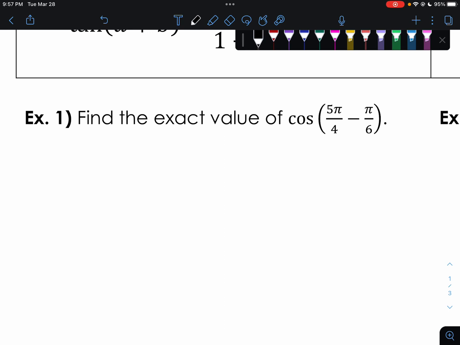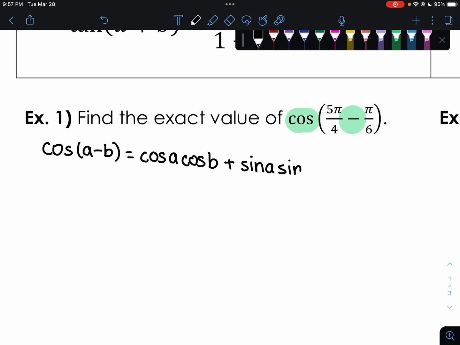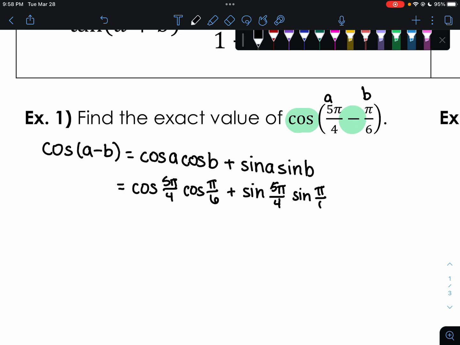6. So we see that these two are being subtracted, therefore we're using the difference formula, and we see that the trig function is cosine, so we use the difference formula for cosine. We get cosine of A minus B is equal to cosine of A times cosine of B plus, I'm sorry, sine of A times sine of B. So what we do here is we're going to plug in 5 pi over 4 for A and pi over 6 for B. So what that gives us is cosine of 5 pi over 4 times cosine of pi over 6 plus sine of 5 pi over 4 times sine of pi over 6.